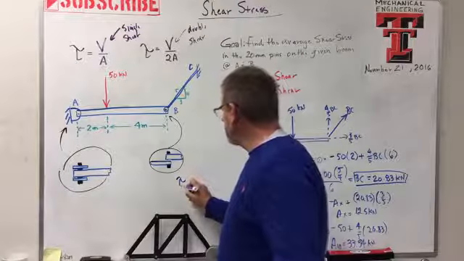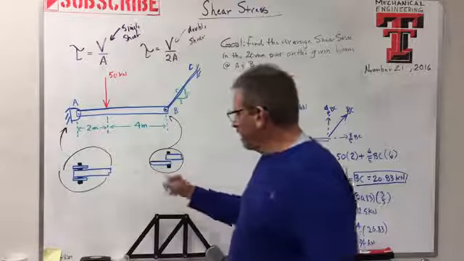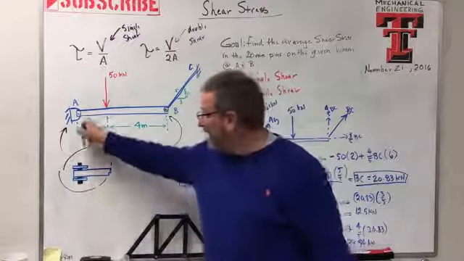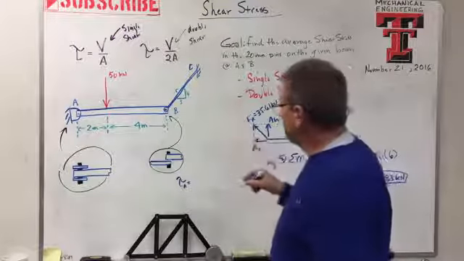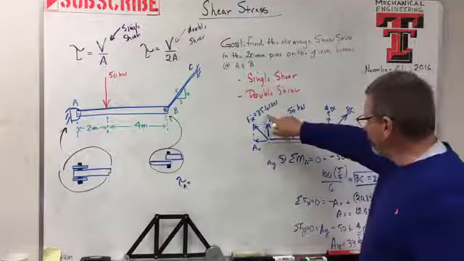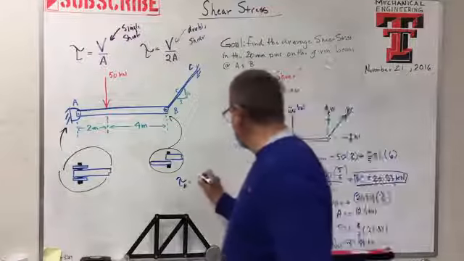Tau, let's just call it A for pin A. Well, pin A is what? Pin A is a double shear, right? So here we go. What's the force at A? The force at A is 35.61.